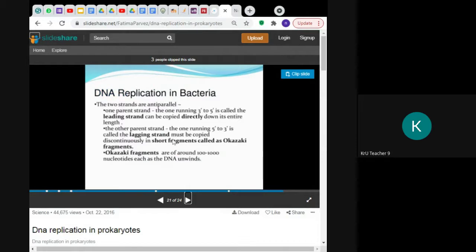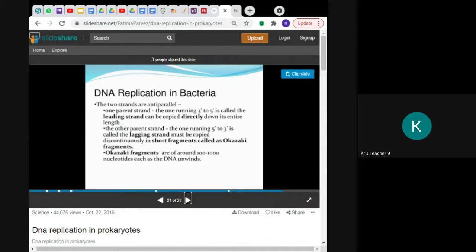Since the two DNA strands are anti-parallel, one is running from 5' to 3', and the other one is running from 3' to 5'. One parent strand is called the leading strand, which is copied directly along the entire length, and the other parent strand is called the lagging strand, which is copied discontinuously in short fragments called Okazaki fragments.